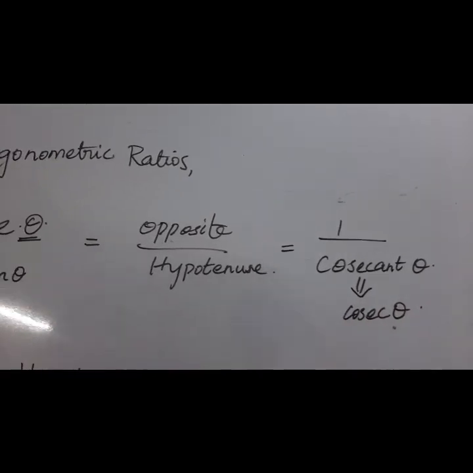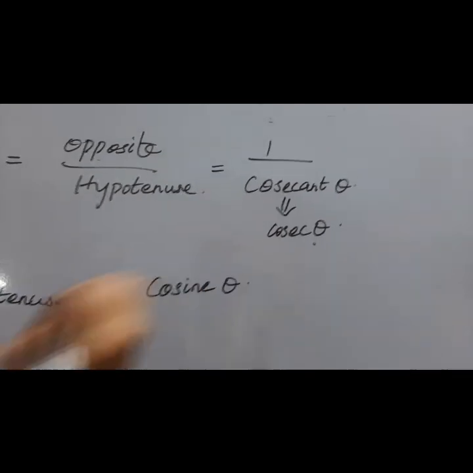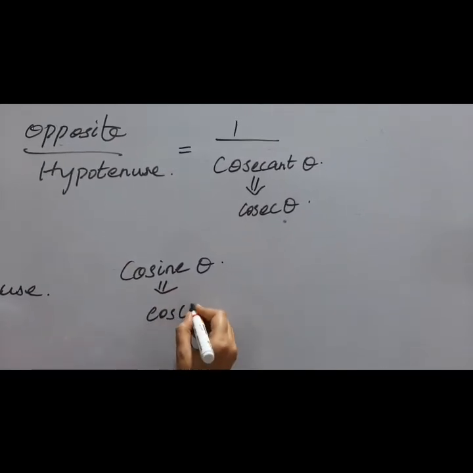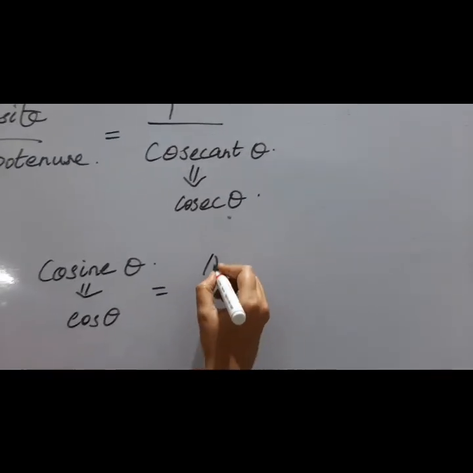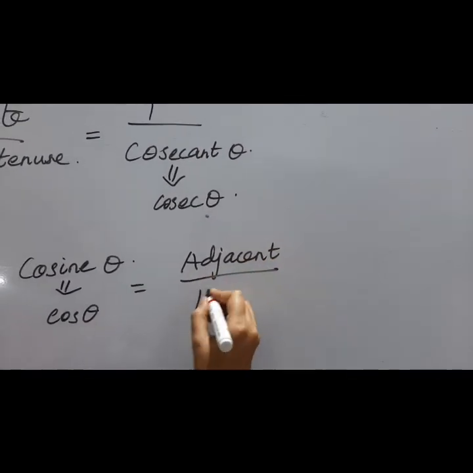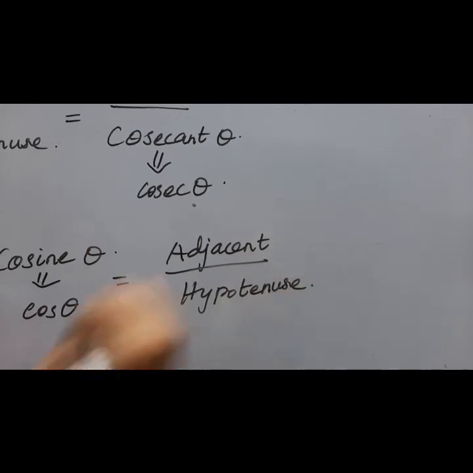The next trigonometric ratio is cosine theta. Cosine theta we will write as cos theta. Cos theta is defined as the adjacent side upon hypotenuse.